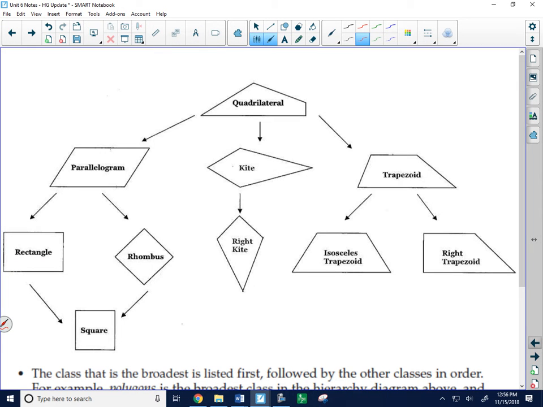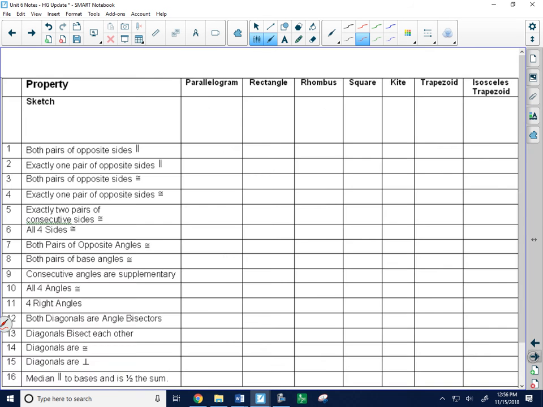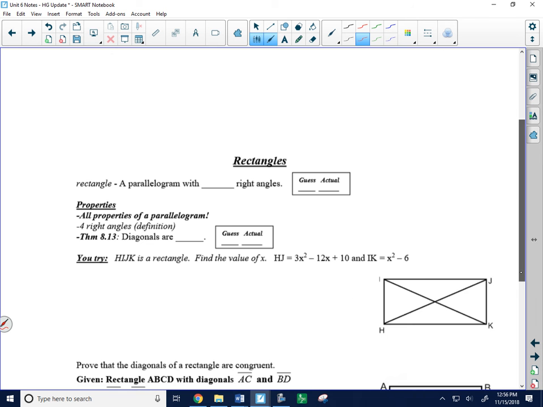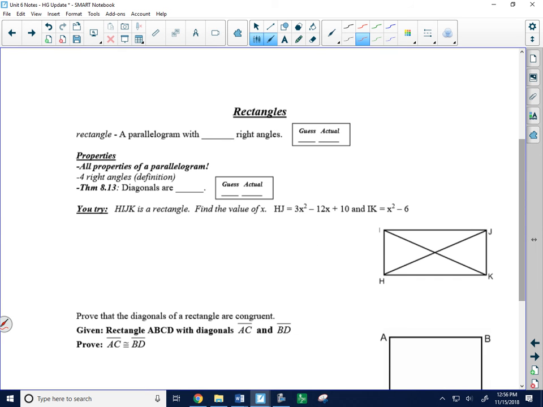A rectangle is underneath the parallelogram. It has all the properties of a parallelogram. Okay? All of those are still true. There are a couple additional ones. The first one is just the basic rectangle definition. It's a parallelogram. Right? We already know that's a type of parallelogram.